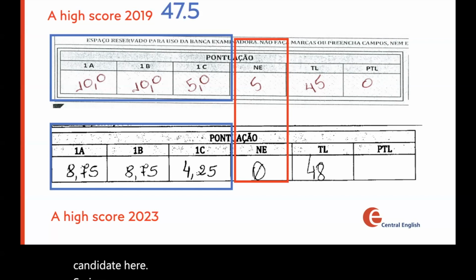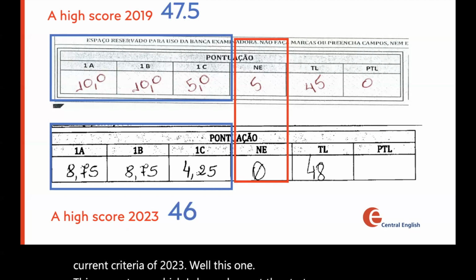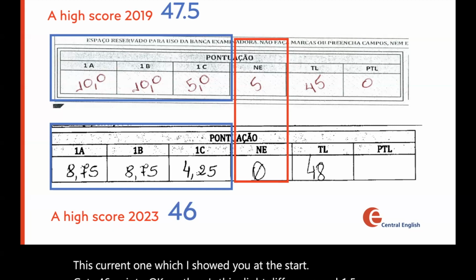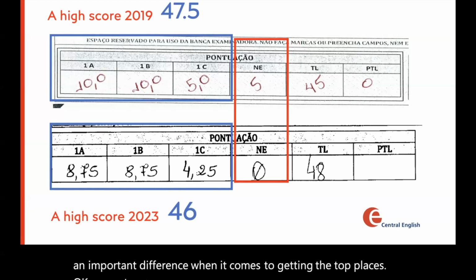So in 2019, this score would get 47.5 out of 50 based on the current criteria of 2023. Well, this current one, which I showed you at the start, gets 46 points. Okay, so there's this slight difference. 1.5 points is an important difference when it comes to getting the top places. It can put you in the top 10 or put you down to over 100. A 1.5 difference is quite big.